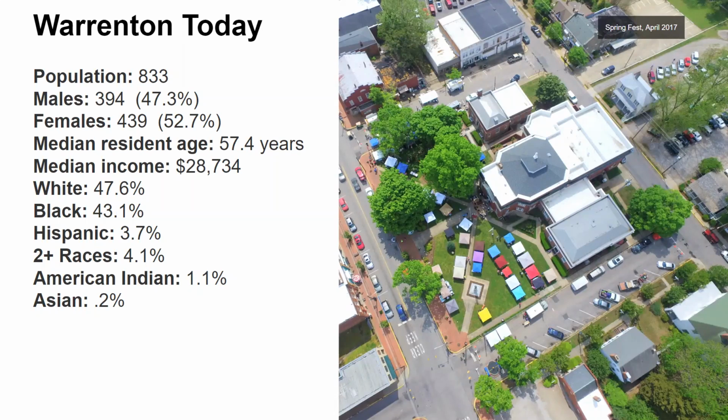What you see in the graphic is an aerial drone photo of a festival, the spring festival that happens there annually, at least before COVID, in 2017. So it shows the space already being used as an event space other than just the municipal use that it's primarily used for.